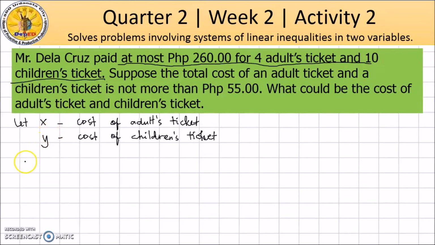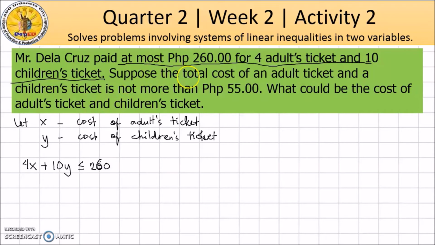So 4 adults' tickets, 4X, plus 10 children's tickets, 10Y, at most. The linear inequality symbol for at most is less than or equal to 260 pesos.